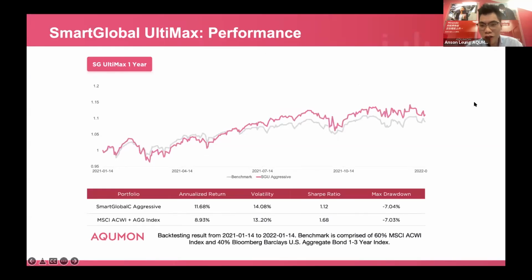Okay. So as I mentioned, this slide will supplement what I have mentioned. For this newly launched portfolio, we have a benchmark of the MSCI World Index plus the Barclays Aggregate Bond Index. You can see that over the past 1 year, it has been outperforming our benchmark by a certain percentage. So you can see our performance here. In case you have any questions, you also feel free to raise them to us.